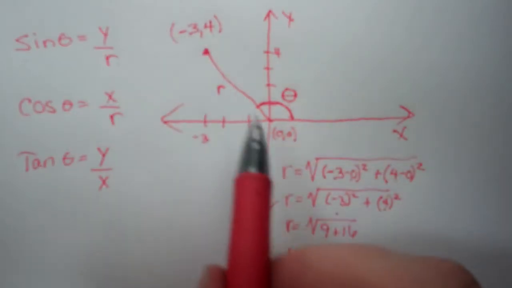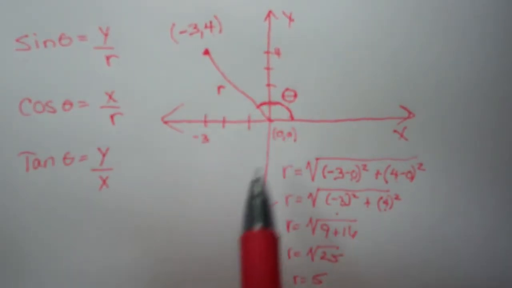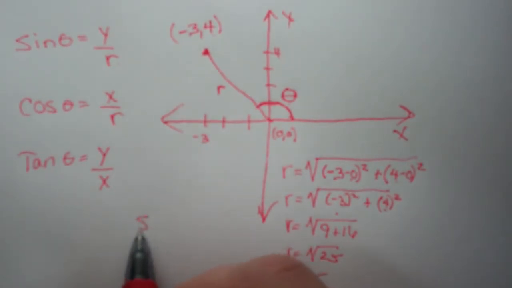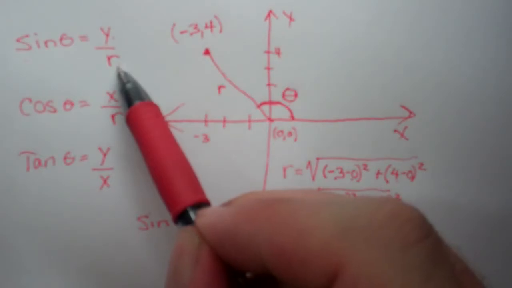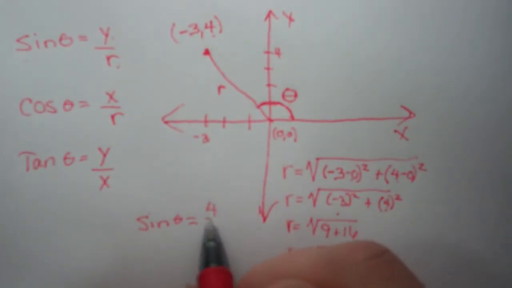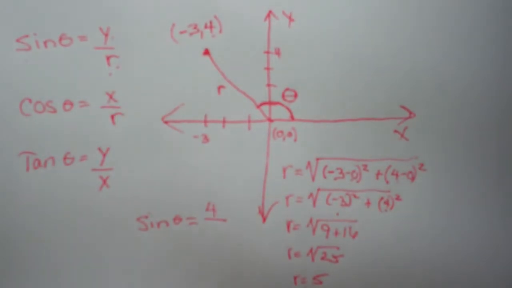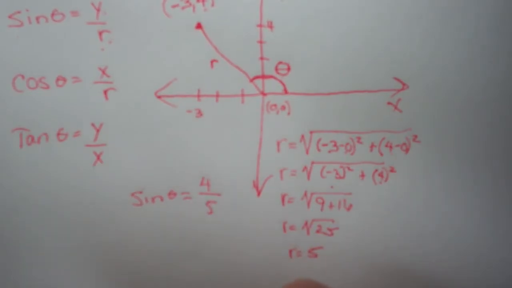Let's use these definitions to find the sine, the cosine, and the tangent of this angle. Well, let's see. The sine of theta is y over r. What is the y value here? It's a 4. So we write down 4 over the r value. We just found it's 5. So the sine of theta is 4/5.